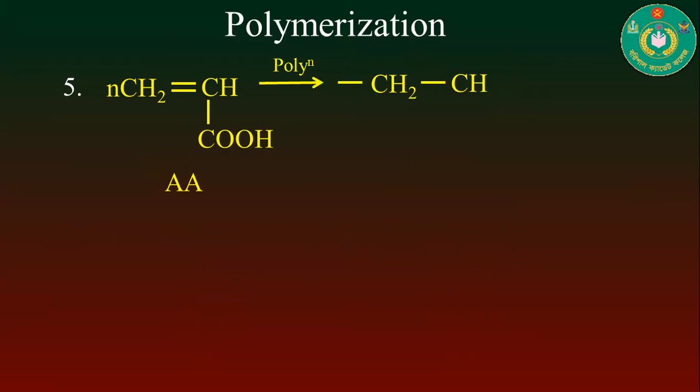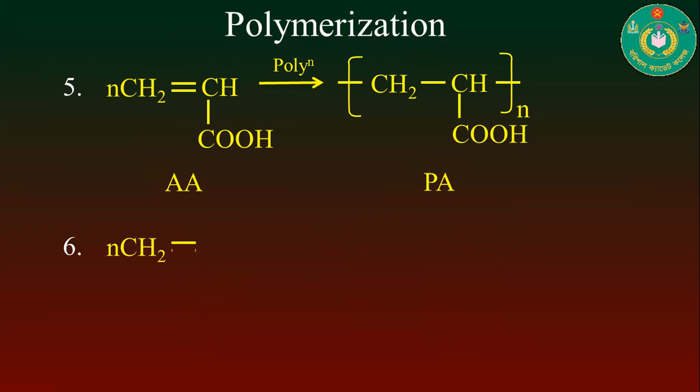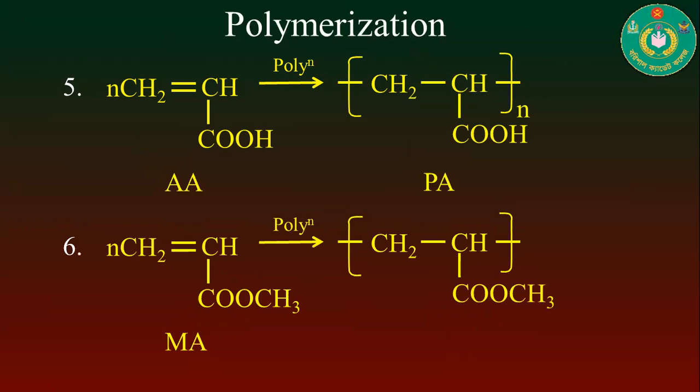Next, if we use acrylic acid, then the polymeric compound will be polyacrylic acid, which is symbolized as PAA. The next one, if we use methacrylate as a monomeric compound, then after polymerization we will get a polymeric compound PMA, that means polymethacrylate.